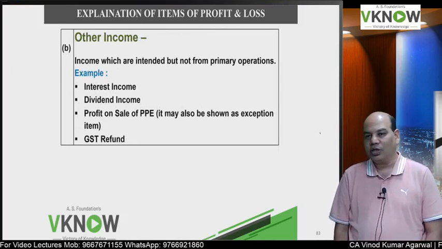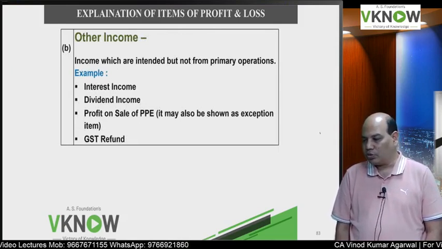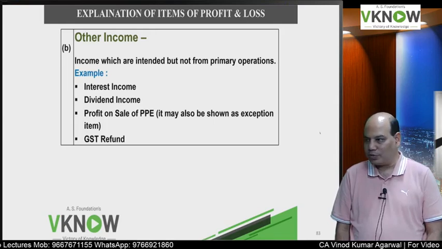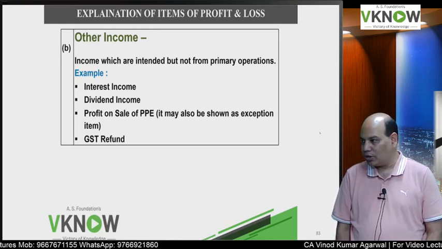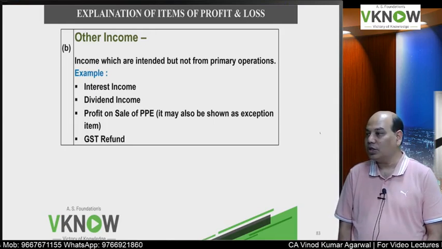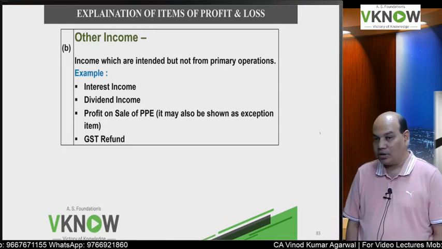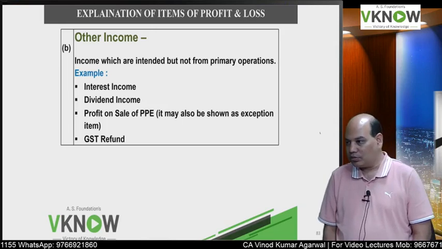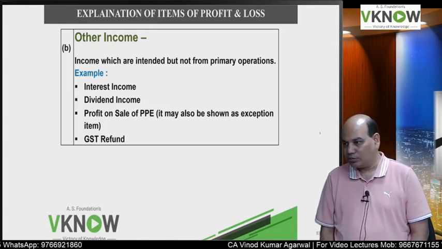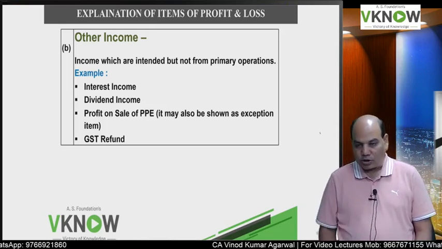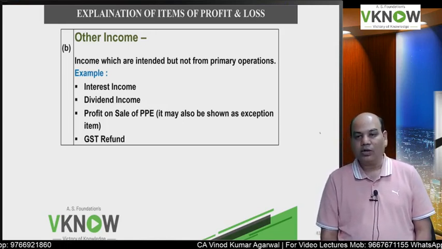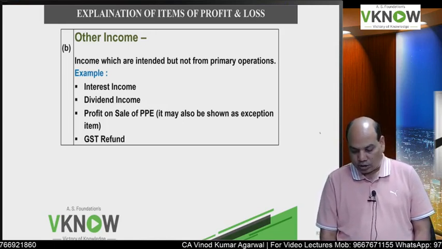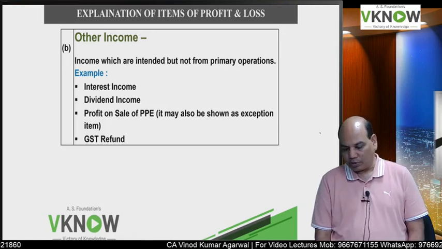And then what about other income? Whatever you don't fit into revenue from operation, you will write in other income. Of course, if you think it is an exceptional item, then instead of putting it in other income, you can put it in exceptional item also. Okay. So income which is intended but not from primary operation.